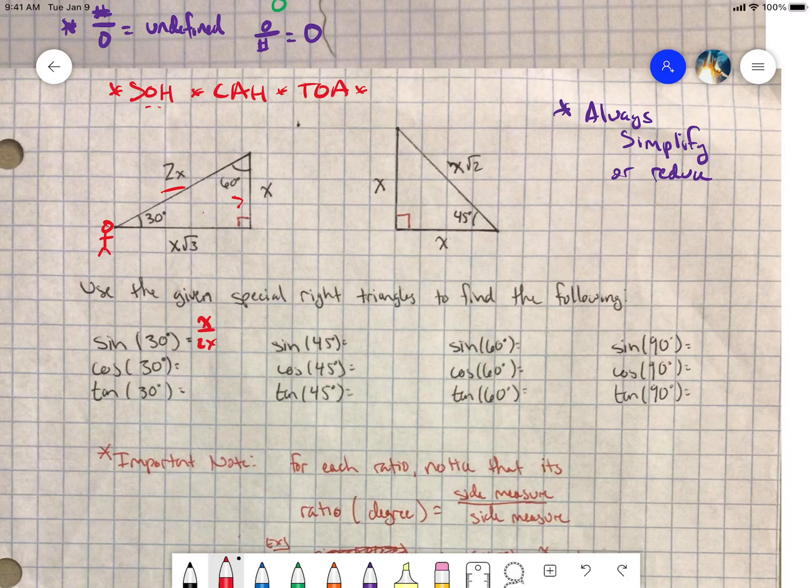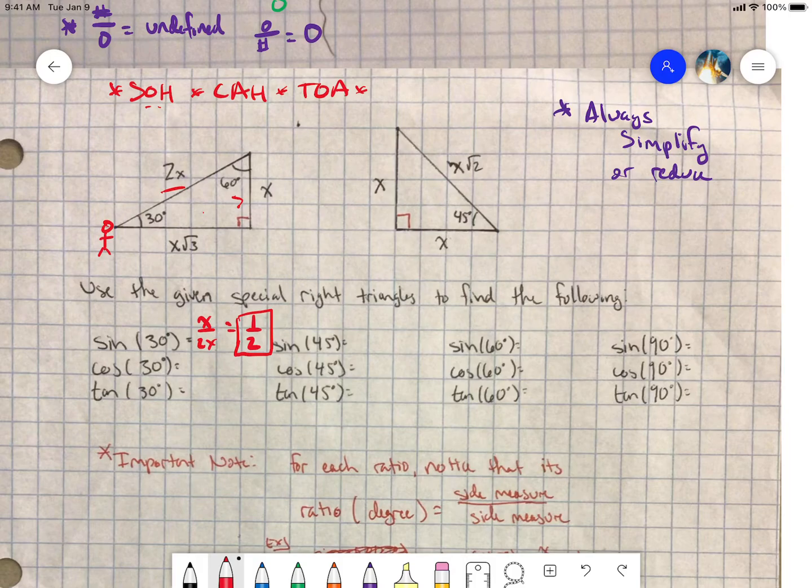But that can be simplified, can't it? What is that simplified to? Well, the x's can cancel out, right? So I'm left with 1 on top and just 2 on bottom. So this is the same thing as 1/2. Okay.